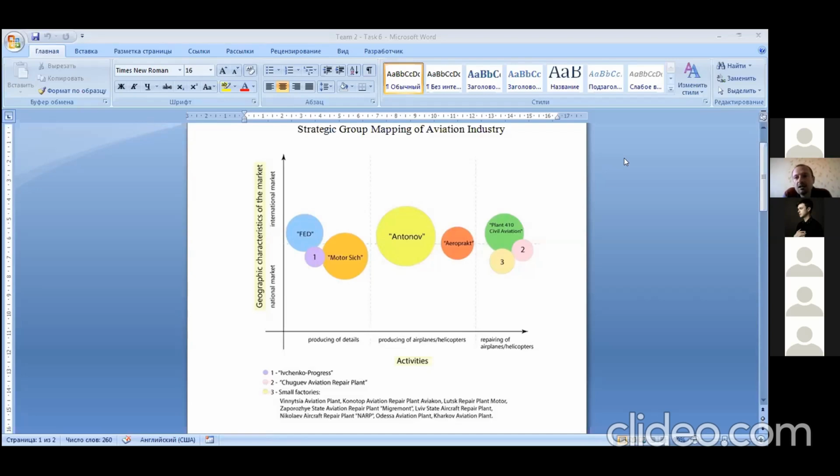Great, but it could be done in two intervals. It could be producing of big airplanes, and it could be producing small airplanes and helicopters.